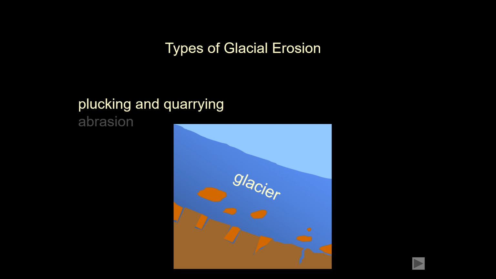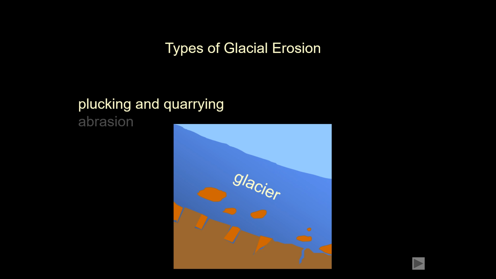Let's talk about some types of glacial erosion. One type of glacial erosion is called plucking and quarrying. So plucking means pulling something up, and quarrying means removing it and carrying it away. Kind of like a rock quarry, where you mine rocks and then you carry them away. So here's an animation that represents that idea.